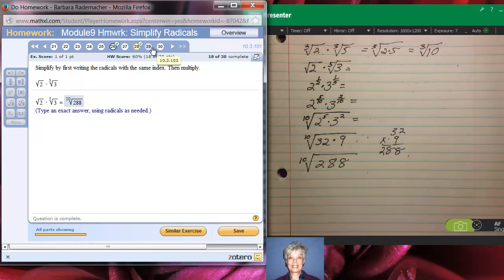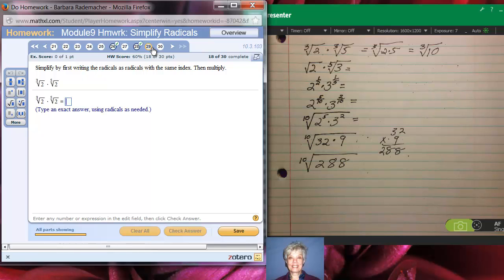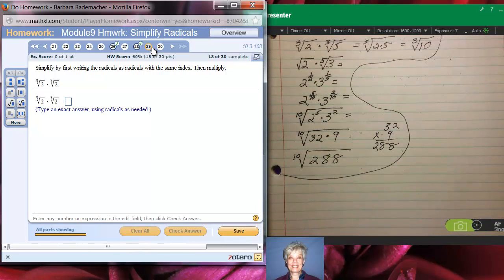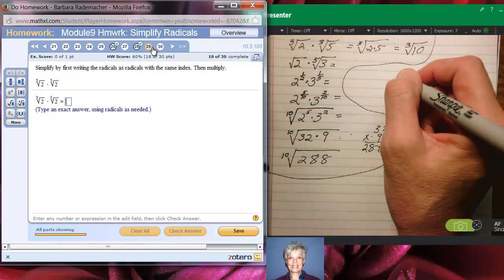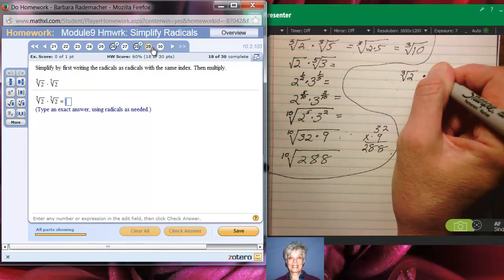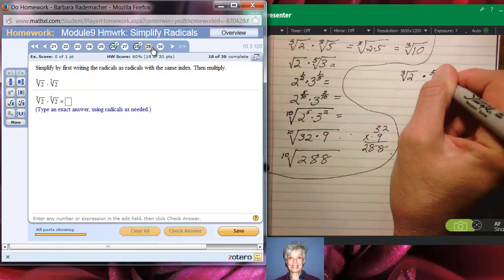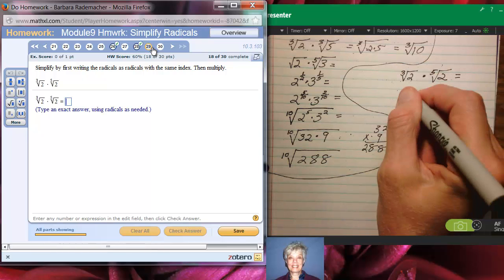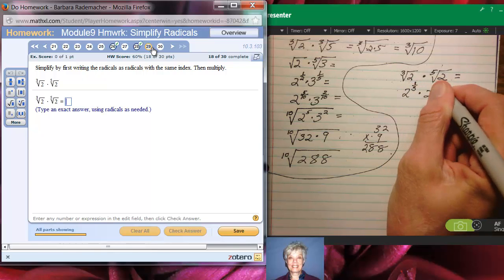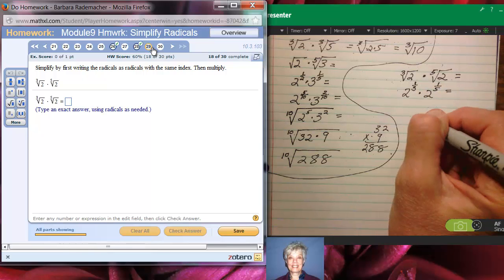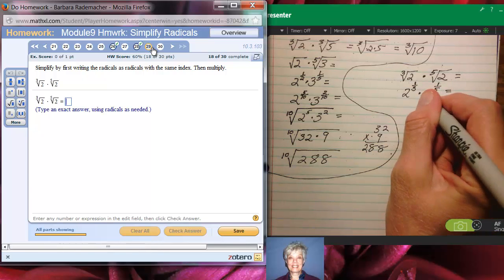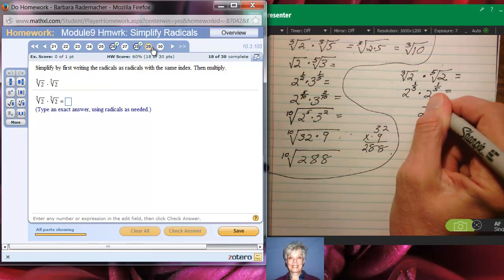Okay, now let's go on to 29. You're going to have the same thing, but now you've got the same base at least. Let me kind of draw a separation over here, and we'll do number 29 over here. We're going to have the cube root of 2 times the 5th root of 2. Now they're different indexes, so we're going to say 2 to the 1/3 times 2 to the 1/5. Now, I don't need to get a common denominator yet because these are like bases, so I can add the exponents.